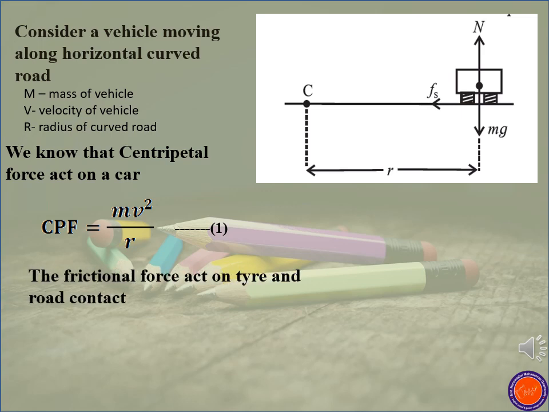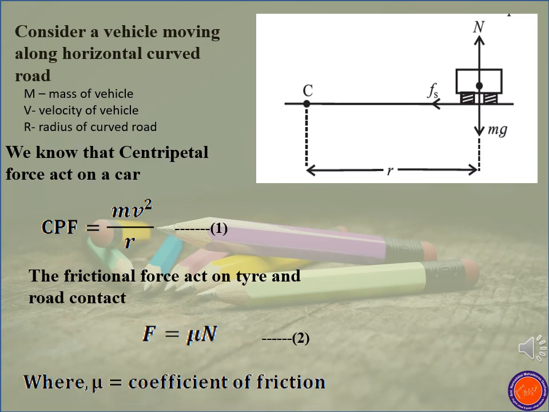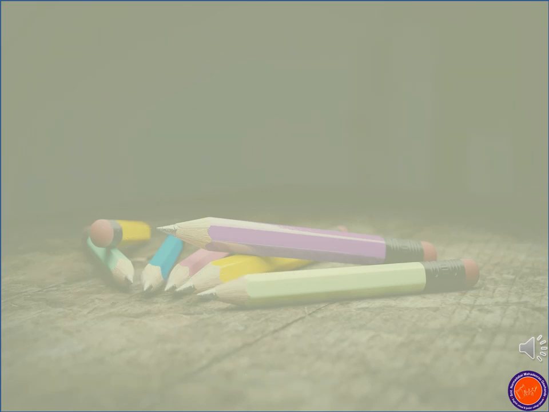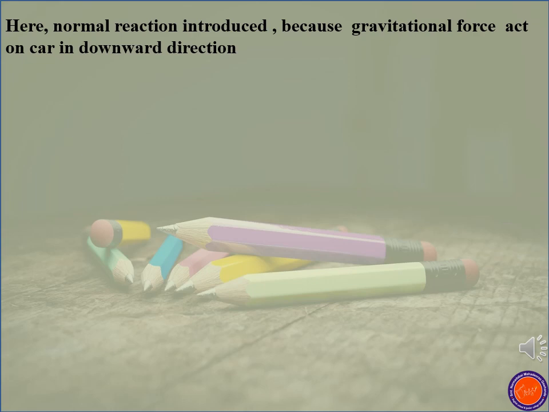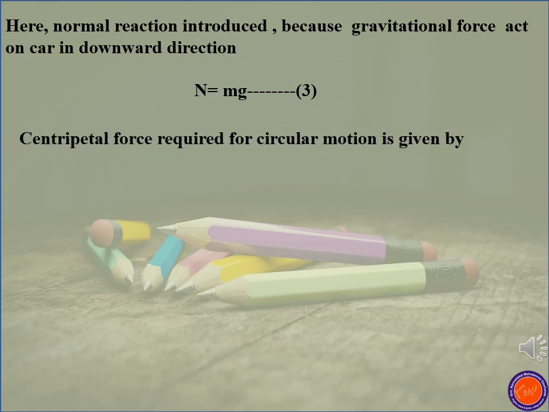The frictional force acting at the tire and road contact is equal to mu N, and this equation we studied in friction force, where mu is the coefficient of friction. This is equation number 2. Here, normal reaction is introduced because the gravitational force acts on a car in the downward direction, that is N is equal to mg. This is equation number 3, and this normal reaction equation we already studied.